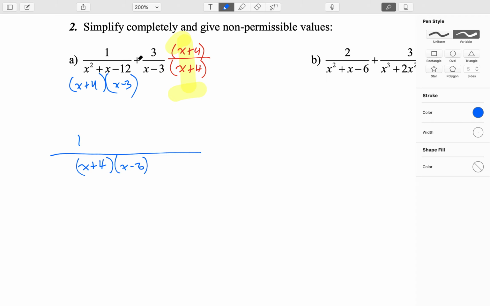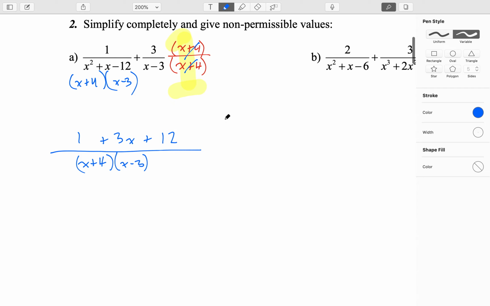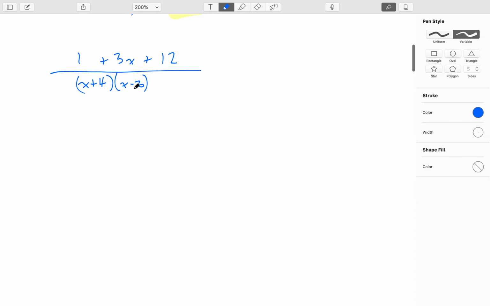Plus 3 times x and 3 times 4. So plus 3x plus 12. Because once I have the same denominators, I can write it as one big fraction. Now, I didn't cancel those out. I'm not canceling because I want them to be there. This way I can write it as one big fraction. Now, the top, I can combine stuff. So what do I have on top? I've got 1 plus 12 plus, so I've got 3x plus 13.